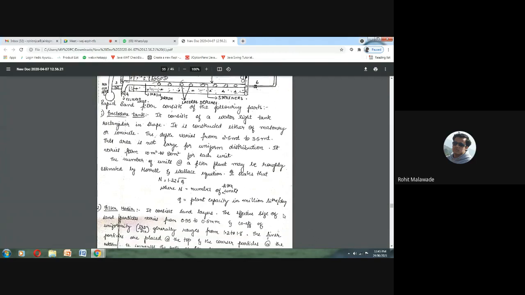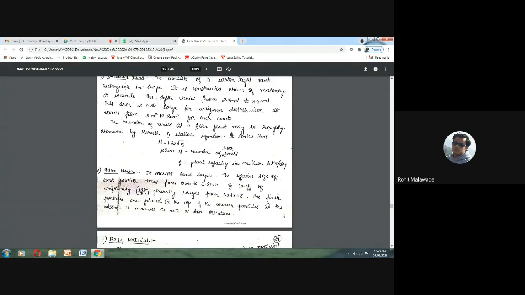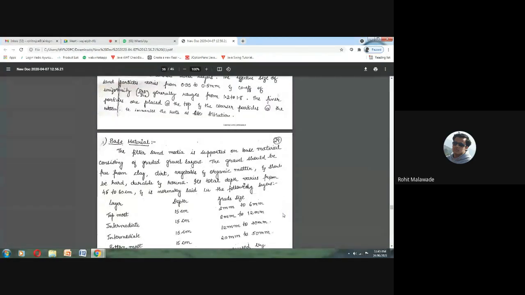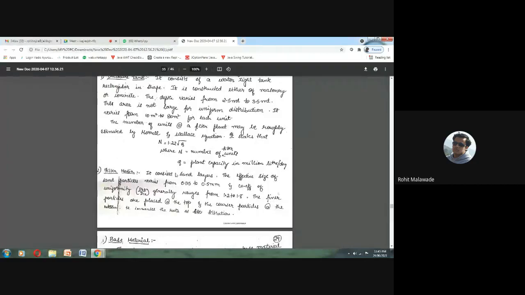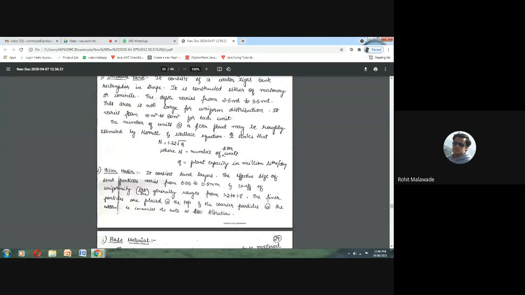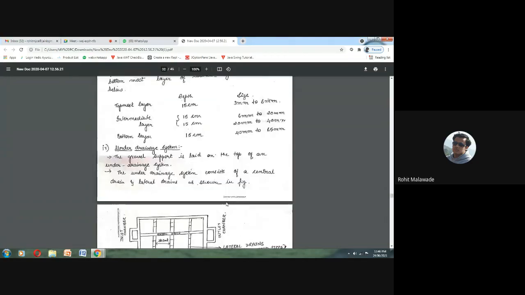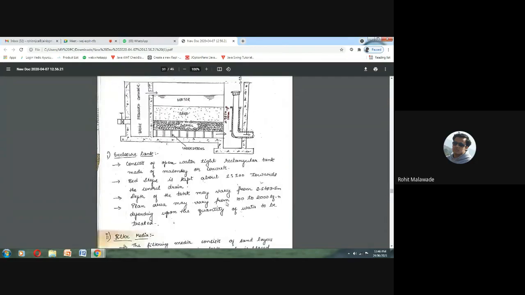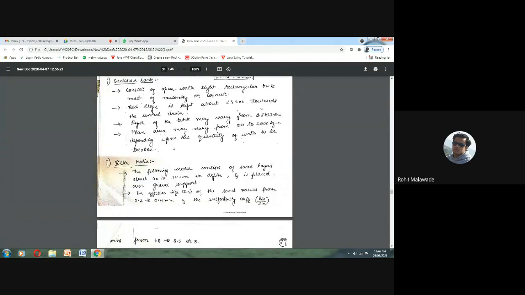Right, now there is one more difference, in case of your filter media. Filter media is nothing but your sand. The sand particles will be varying from 0.35 to 0.55 mm. Okay, so that is the size of the particle that we are using.